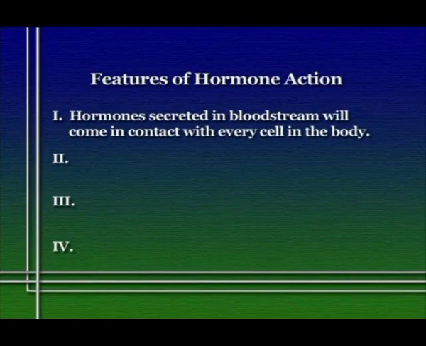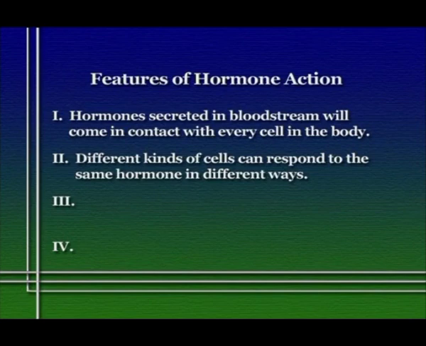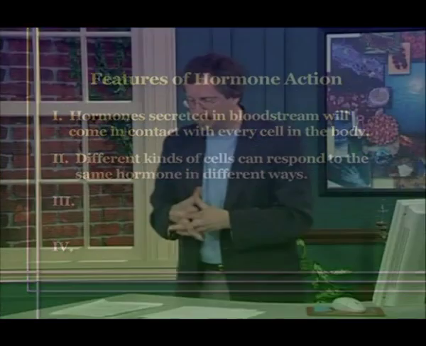Now, a second general feature of how hormones work is that different kinds of cells can respond to the same hormone in different ways. That is, some hormones will have a single highly specific function and influence only a single kind of target cell, but other hormones can have a variety of different effects on different kinds of target cells. Again, we've already talked about an example of this when we talked about cell signaling.